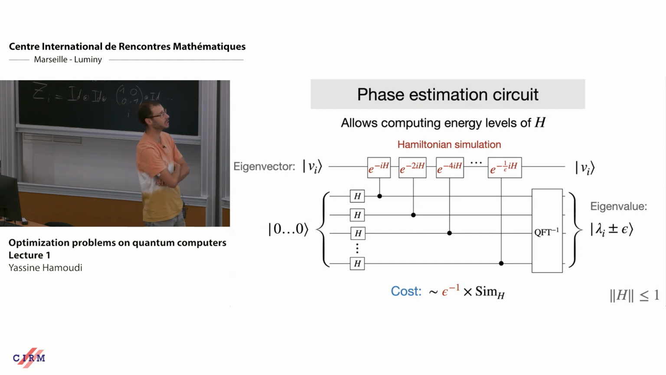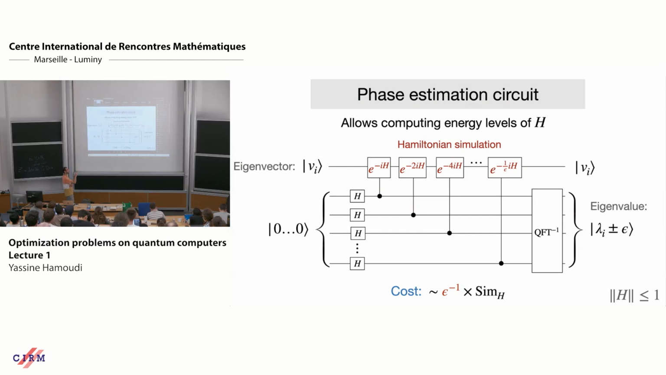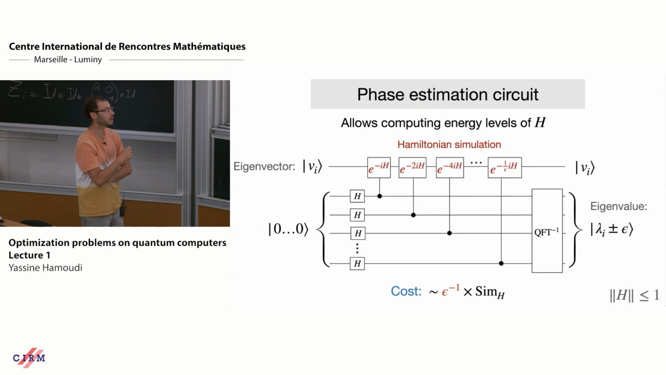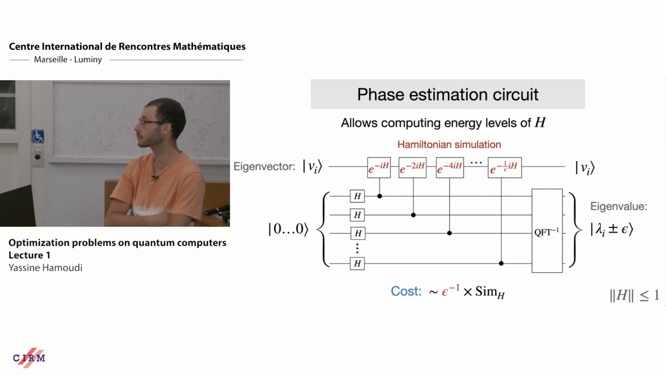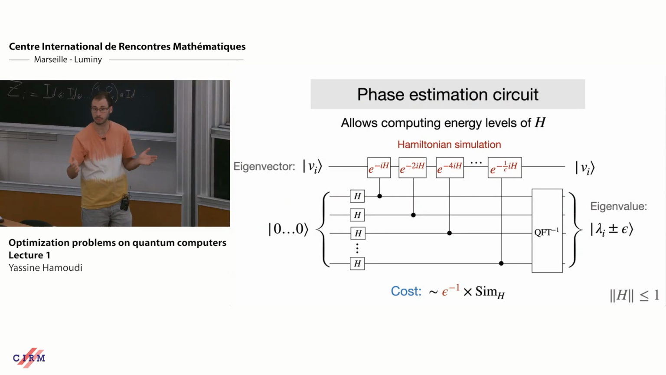I'm not going to make the analysis of this quantum circuit, just giving you the final outcome. The first register is going to be unchanged. It just remains an eigenvector. Now the second family of registers is where the magic happens, because at the end, if you measure it, then with very high probability, you will compute a binary encoding of lambda_i, the eigenvalue associated to v_i. This is up to a precision epsilon, which depends on how much time you want to spend doing the Hamiltonian simulation. So this is really an algorithm for computing eigenvalues, kind of an alternative to diagonalization, for instance.